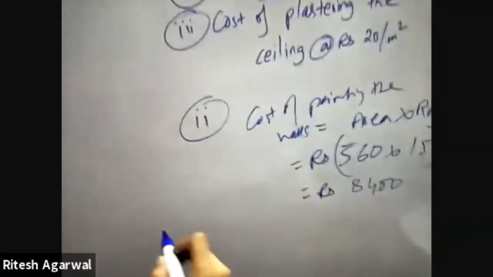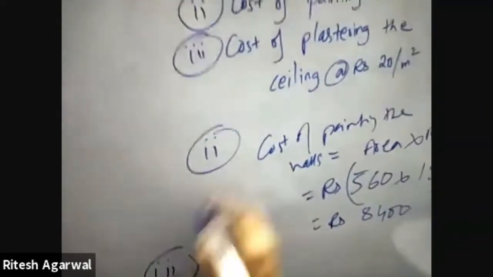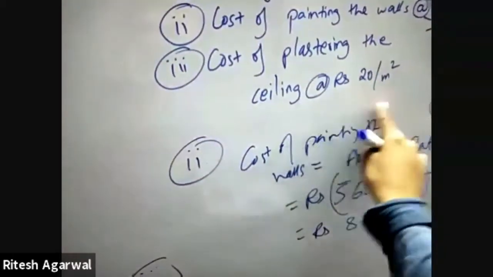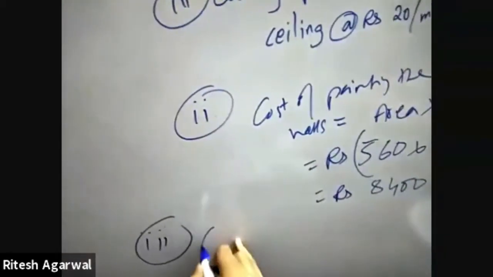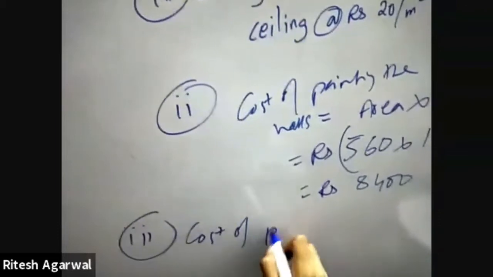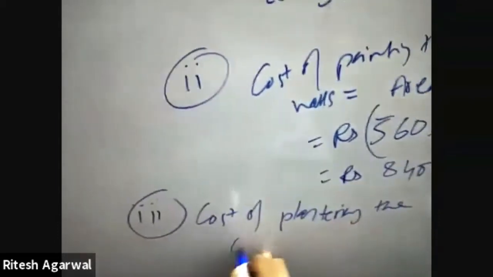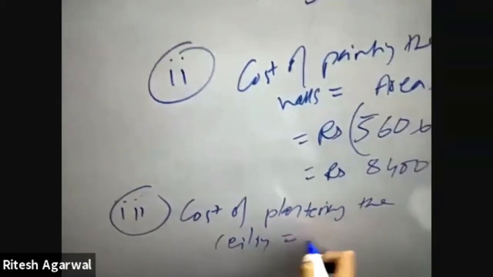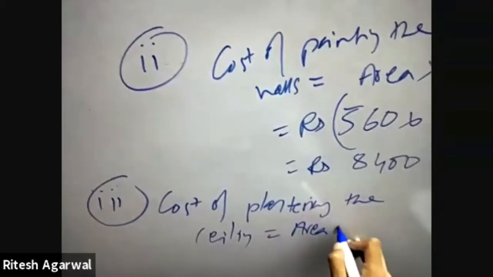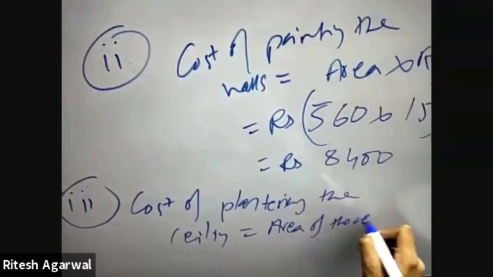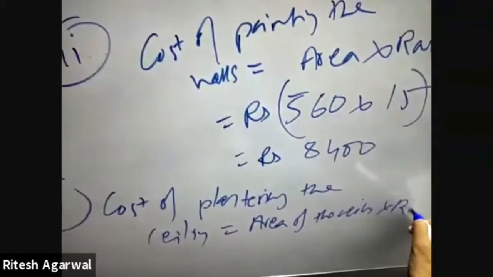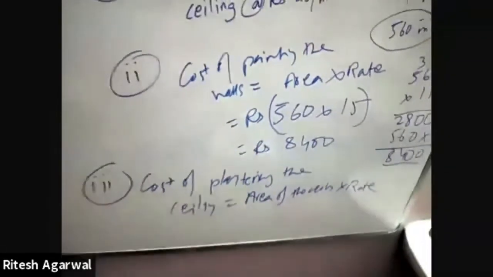Now we come to number 3. Number 3 is the cost of plastering the ceiling at the rate of rupees 20 per square meter. So once again, here only the ceiling is being plastered. The cost of plastering the ceiling will be equal to the area of the ceiling into the rate of plastering. So you go back to the ceiling.